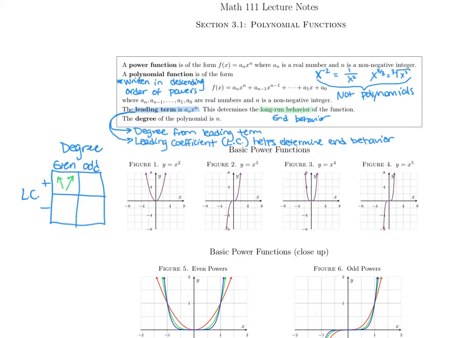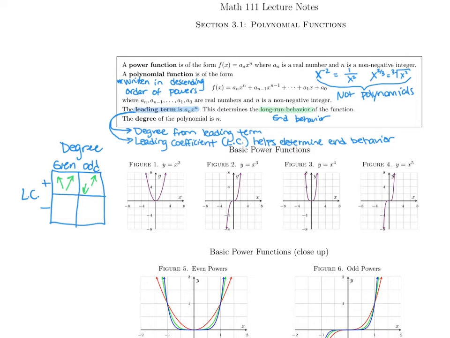And then over here, we have a positive x cubed, so 3, that's going to be odd. So it means that my right side over here is going up, and then my left side over here is going down. So that's going to look like this. There's a bunch of stuff happening in the middle. I'm not always going to know, but these ends will always be true.